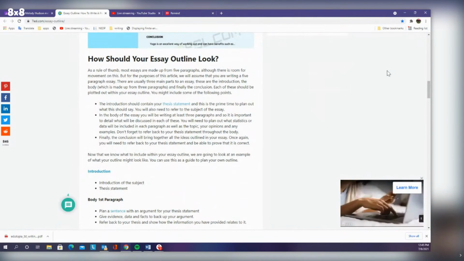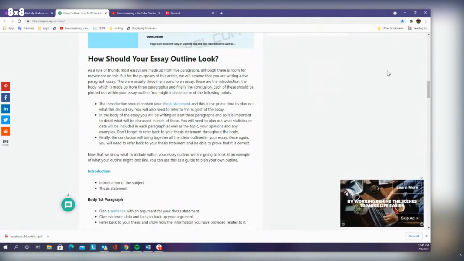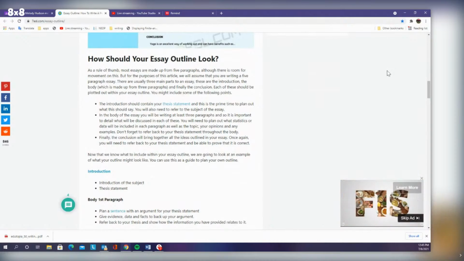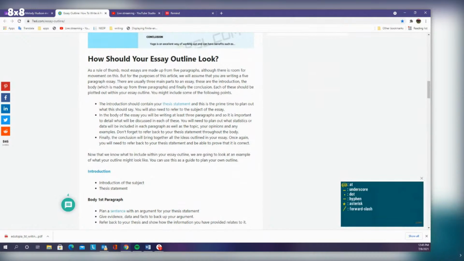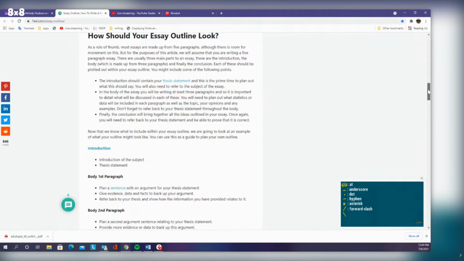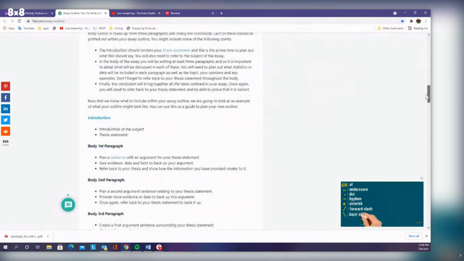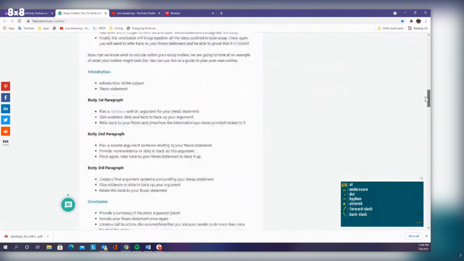In the body, 3 paragraphs. And you're going to detail, plan out what statistics or data you're going to use, your opinions or examples, and please make your essays juicy, chock full of information, not just your opinion. So now you know what to include. And so here we go.